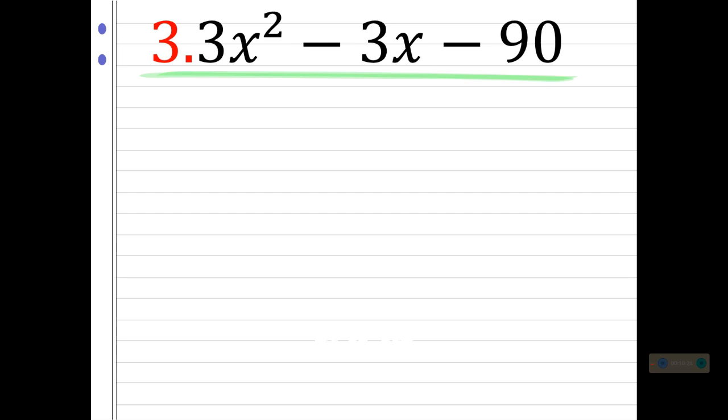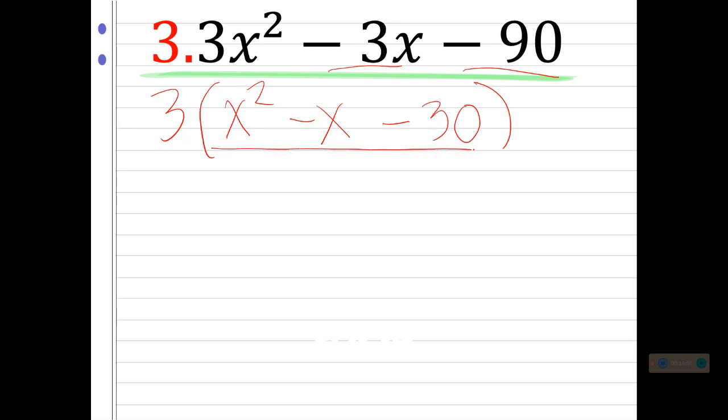Then you are going to use what you have learned in the first type of factoring technique. So, factor out the common factor. We have here 3. And then, we have 3x squared divided by 3. We will have the quotient x squared. Then, negative 3x divided by 3 is negative x. And then, negative 90 divided by 3 is negative 30. There we have it. Now, we have the result of the quotient.